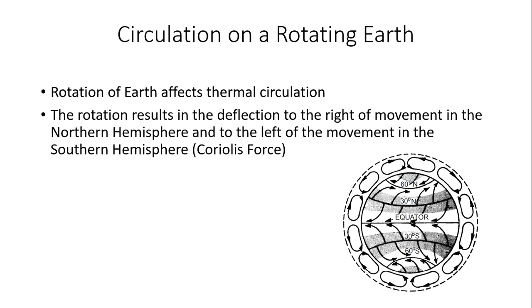And this results in pressure zones: a low pressure zone along the equator, a high pressure zone at 30 degrees north and 30 degrees south latitude, another low pressure zone at 60 degrees north and south latitude known as the polar front, and then a high pressure zone again at 90 degrees north and south at the polar areas.